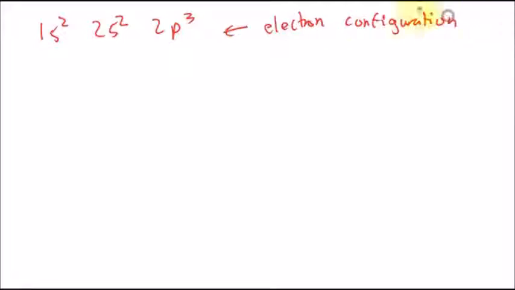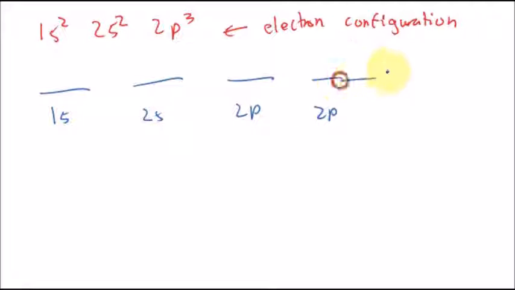Now we need to actually look at the electron distribution, which is what we're going to do. We start by drawing lines to represent our orbitals. We start with the 1s orbital, then the 2s orbital, and then in 2p there are 3 orbitals: 2px, 2py, and 2pz. We stop there, and now we can start distributing the electrons.